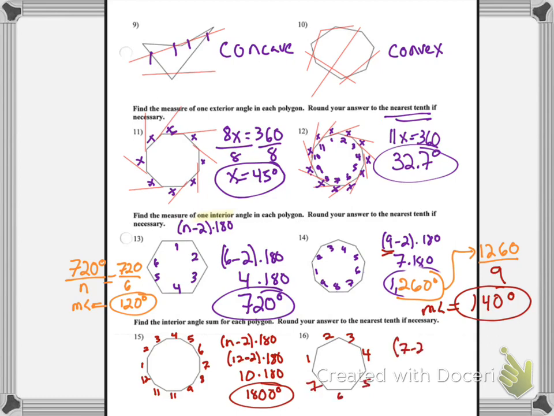Now over here, we have 1, 2, 3, 4, 5, 6, 7. So you have 7 minus 2 times 180. That becomes 5 times 180. Take a second and get out your calculator. It's going to be 900. Again, sorry for number 14.